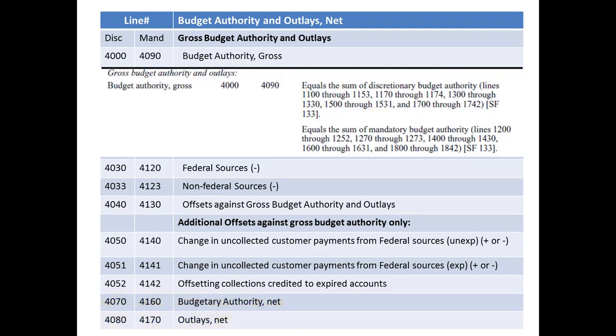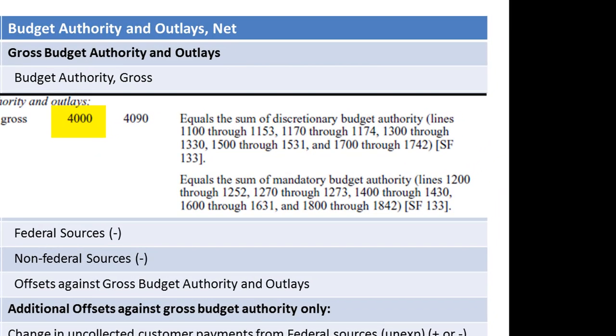All discretionary budget authority is added together on line 4000. Note that this amount equals the sum of discretionary budget authority on the 1100 lines, appropriations, and the 1700 lines, spending authority from offsetting collections. In case you're wondering, the 1300 lines are borrowing authority and the 1500 lines are contract authority.